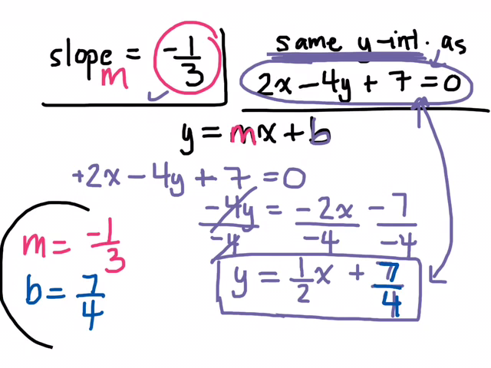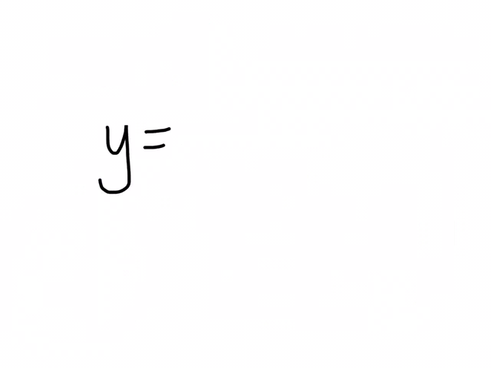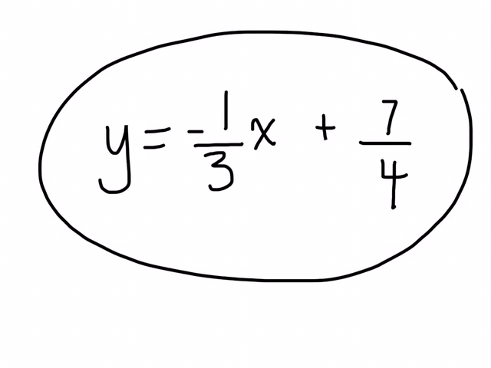Now I have the two pieces of information I need to write the equation of the line. The question said, write the equation of the line. y equals negative 1 over 3 x plus 7 over 4. That's the equation of a line that has the slope they told us and a y-intercept that was the same as the other equation.